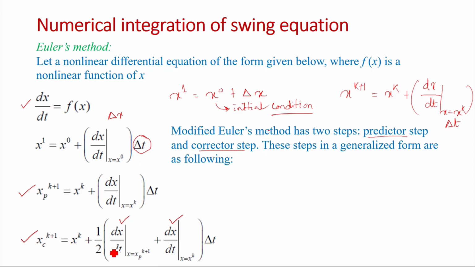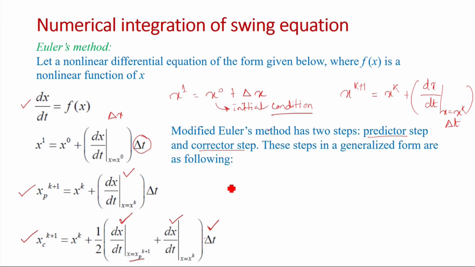Okay. Now you can see we'll find a value of x in the predictor step that is used to evaluate dx by dt at x equal to xpk plus 1. And again we are adding the original incremental term, that is dx by dt evaluated at x equal to xk. And when we are taking both the terms, therefore we'll take the average of these two. So therefore we are multiplying half of this. Okay. And of course we'll multiply the time step, that is delta t.